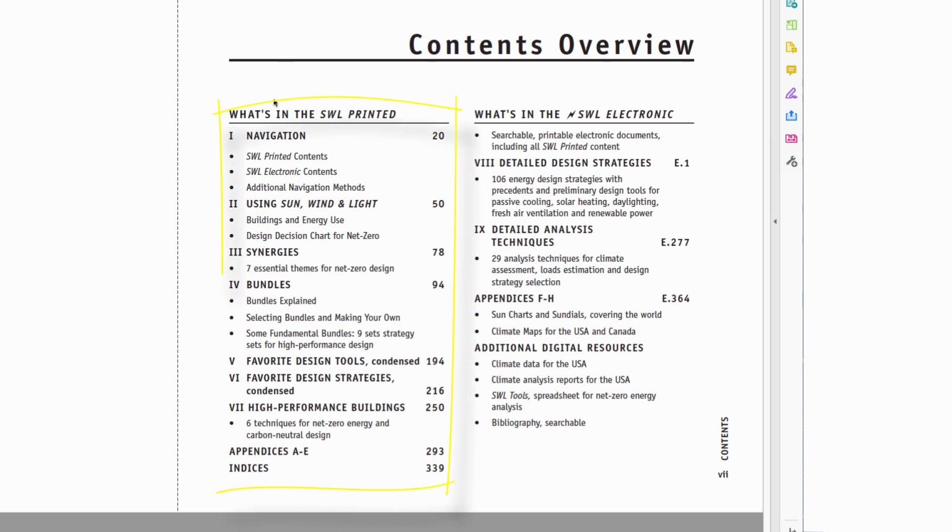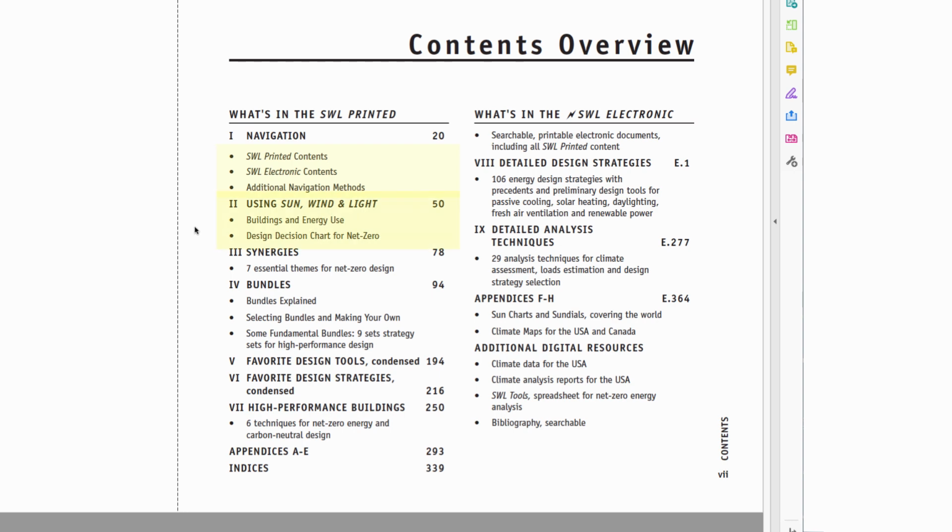So anyway, the first place here, this will tell you approximately what's in each of the volumes. On the left-hand side here, we have what's in the printed volume. That starts off with navigation. How do you find your way around? It has the contents and so forth. There's multiple ways to get around in Sun, Wind, and Light. It's not really a linear book. It's more of a knowledge base in some ways. And so you don't always read it cover to cover. You don't always read it, well, one page after the other even. So a bit like looking for something on a website, you're going to go to find the areas that you need for the project that you're working on.